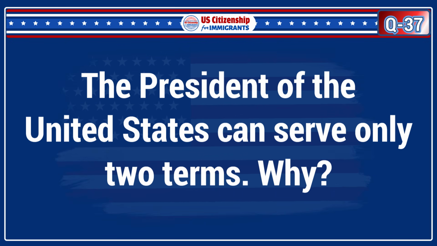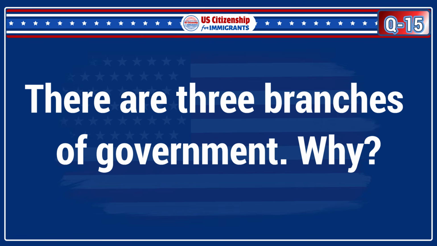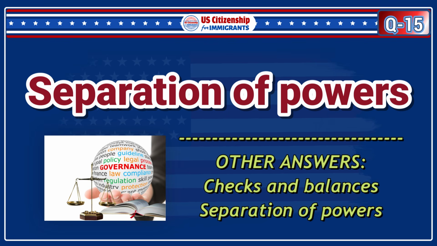37. The President of the United States can serve only 2 terms. Why? To keep the president from becoming too powerful. 15. There are 3 branches of government. Why? Separation of powers.